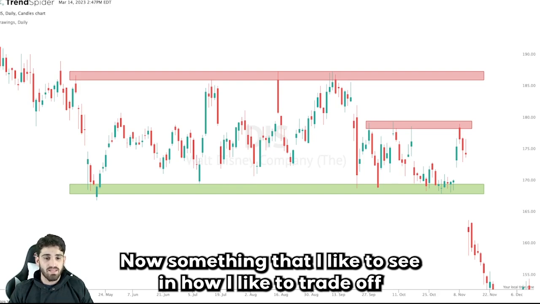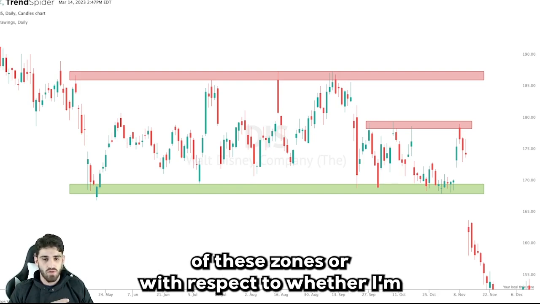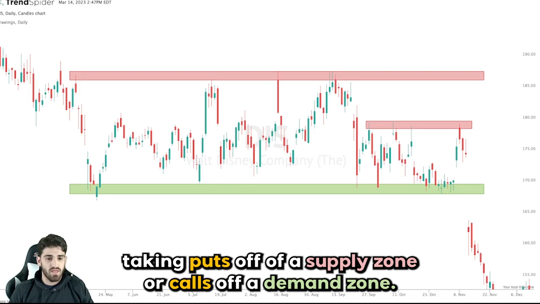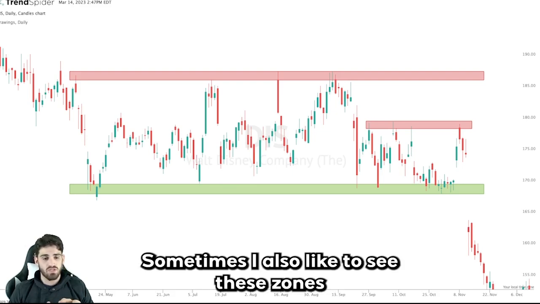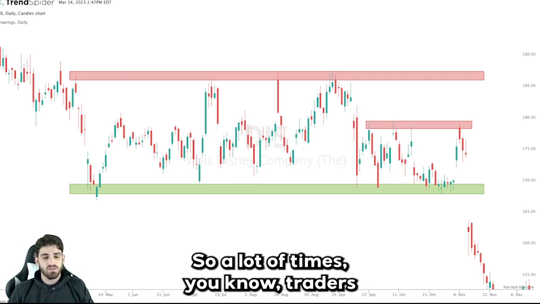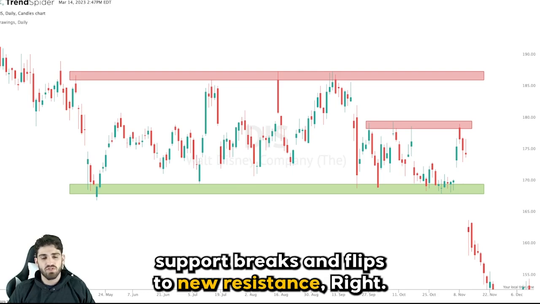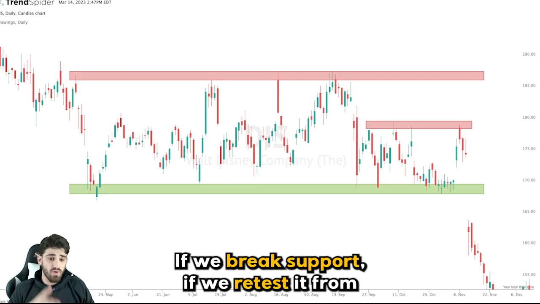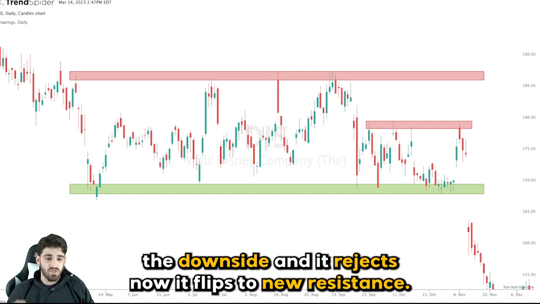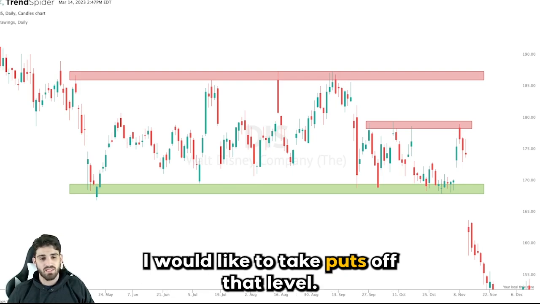Now, something that I like to see in how I trade off of these zones, whether I'm taking puts off of a supply zone or calls off of a demand zone, is that sometimes I like to see these zones break and flip. A lot of times, as day traders, we look to see if a previous support breaks and flips to new resistance, like a break, hook, and go. If we break support, retest it from the downside and it rejects, now it flips to new resistance, and I would like to take puts off that level.